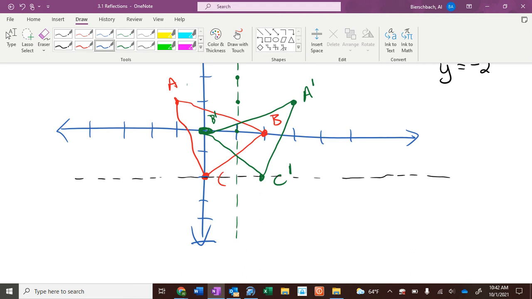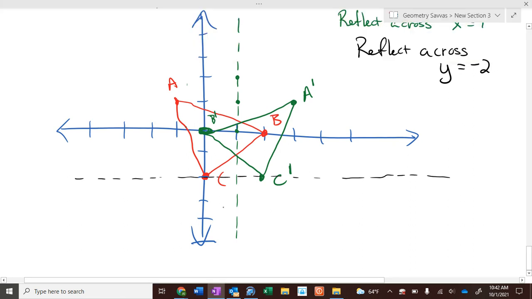Jordan. 3 down from the line of reflection. So, because we went up 3 from the line of reflection to get to A, we go down 3. There's A prime. Where does B end up, Isaiah?